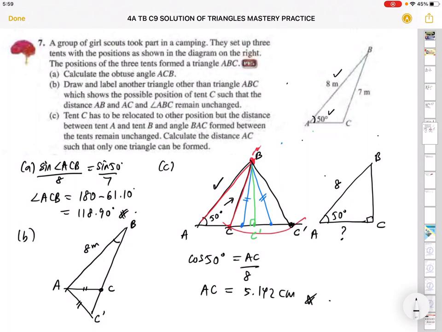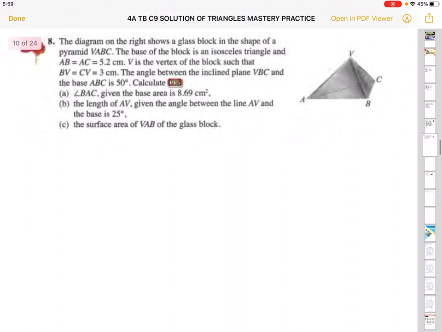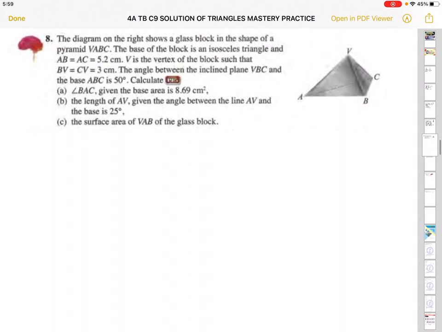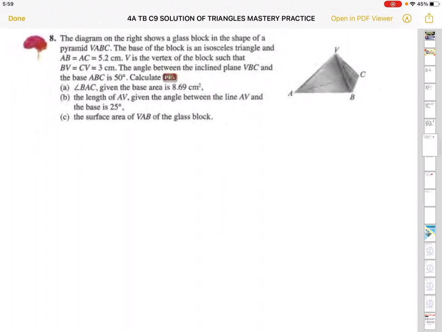This question is very similar to an SPM 2003 question. I've seen it before and done it many times with my students. The first thing we need to do, I need more space, so I'll make it slightly smaller. Now you have a glass block in the shape of a pyramid VABC. You're given the measurements. They say the angle between the inclined plane and the base is 30. Calculate angle BAC, given that the base area is 8.69.